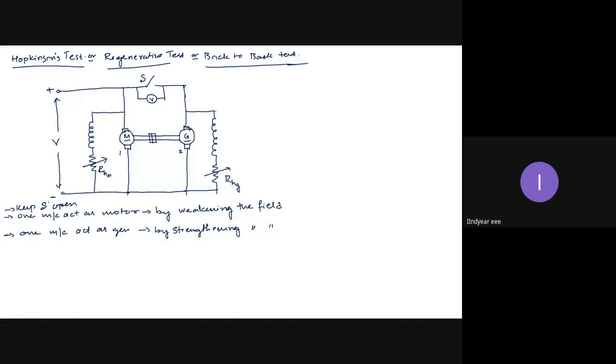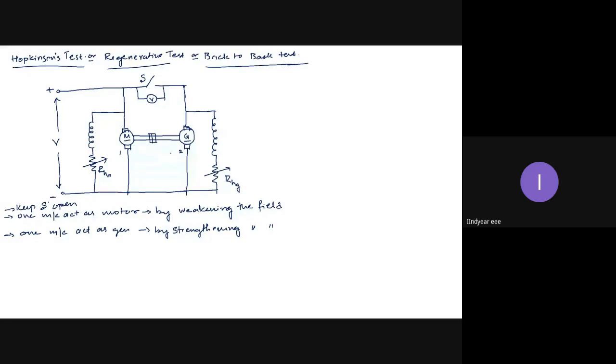Okay. Then what is the regenerative test? Why is it called the regenerative test? As the output of each machine is fed as input to the other machine and they are producing their outputs again, the output is regenerated. The input is regenerated, the output is regenerated. So the power is regenerated in this loop. Hence it is called the regenerative test.